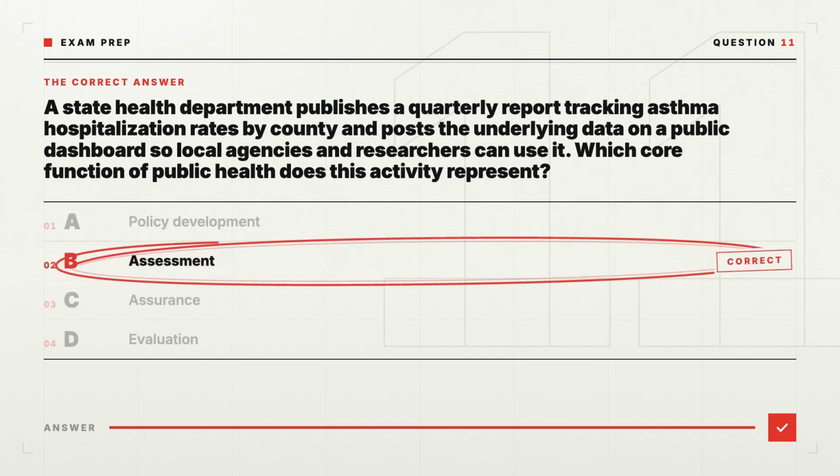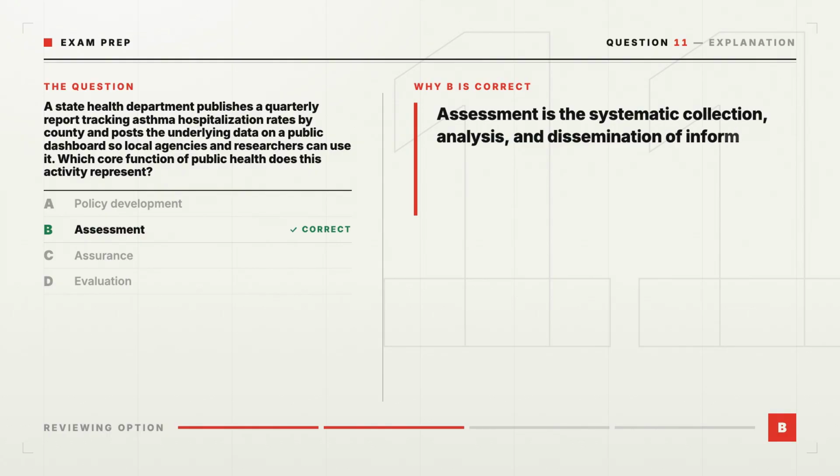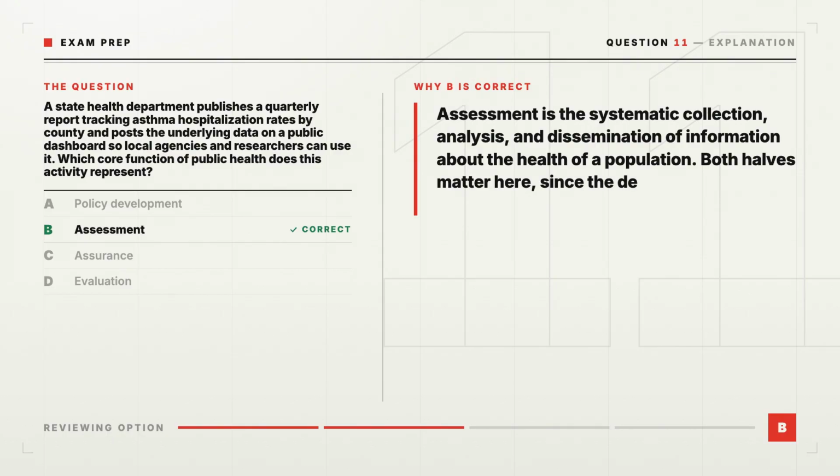The correct answer is B, assessment. B is correct because assessment is the systematic collection, analysis, and dissemination of information about the health of a population. Both halves matter here, since the department is not only monitoring rates but also making the information available to others. Assessment is public health finding out what is happening.